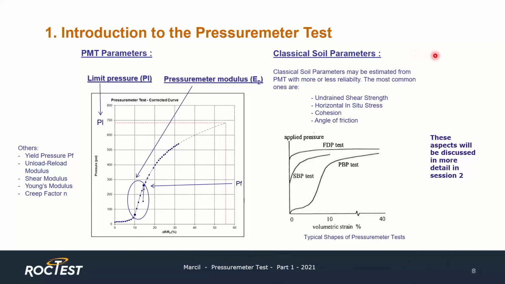Classical soil parameters can be estimated from pressure meter tests also, with more or less reliability. The most common ones are the undrained shear strength, the horizontal in situ stress, the cohesion, and the angle of friction.